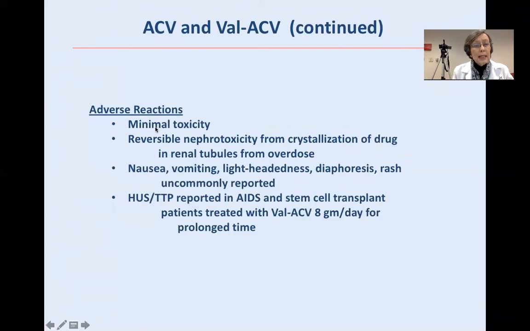We have minimal toxicity. The one adverse reaction that's probably the most common is nephrotoxicity, which results from crystallization of the drug in the renal tubules if you give an overdose, but this is pretty rare. And then we have some mild symptoms, which are not reported that often. A little more severe and of concern is hemolytic uremic syndrome and thrombotic thrombocytopenic purpura, which has been reported in AIDS and stem cell recipients. And these are patients when they're treated with high-dose valacyclovir for a prolonged time.